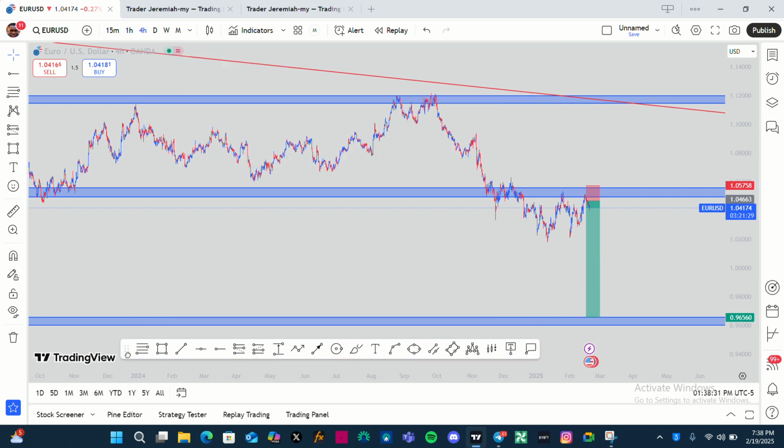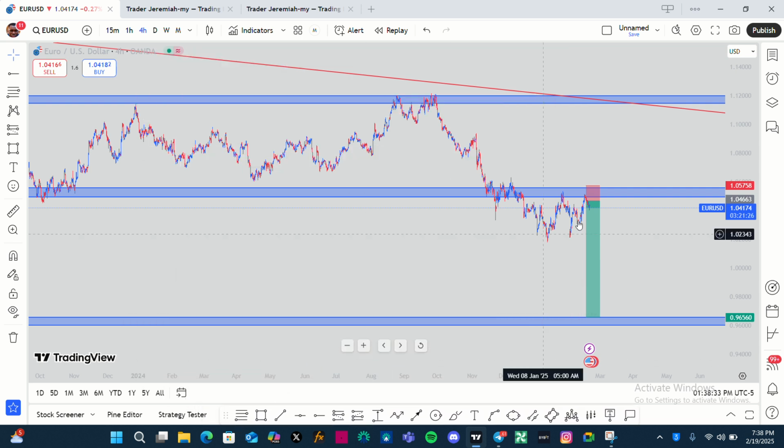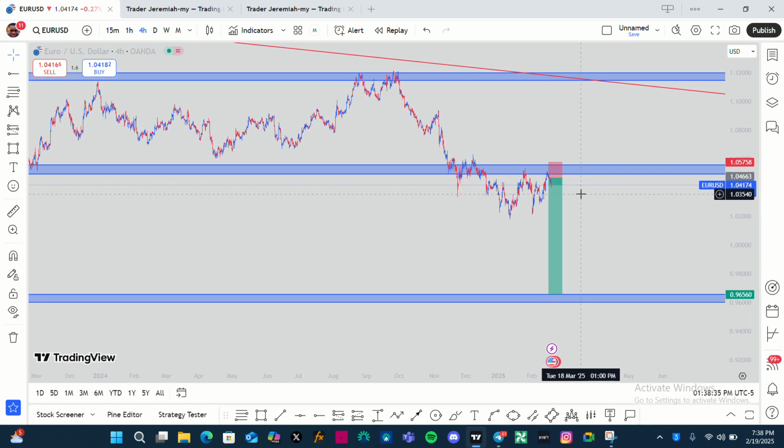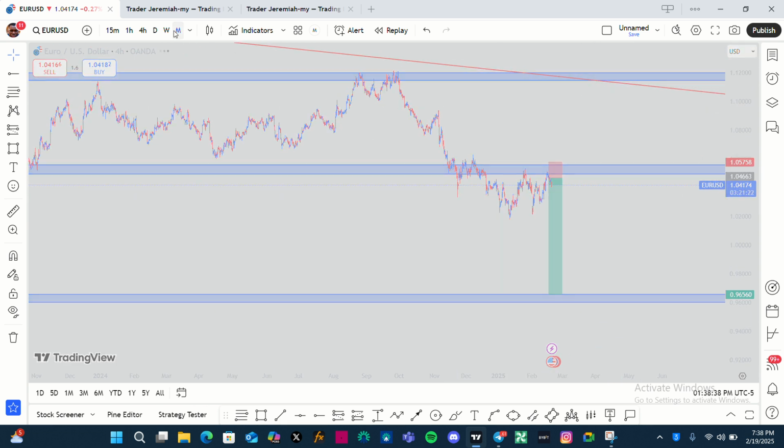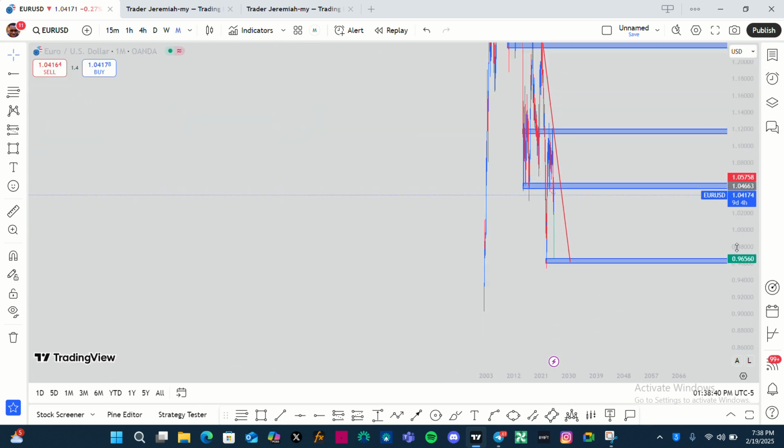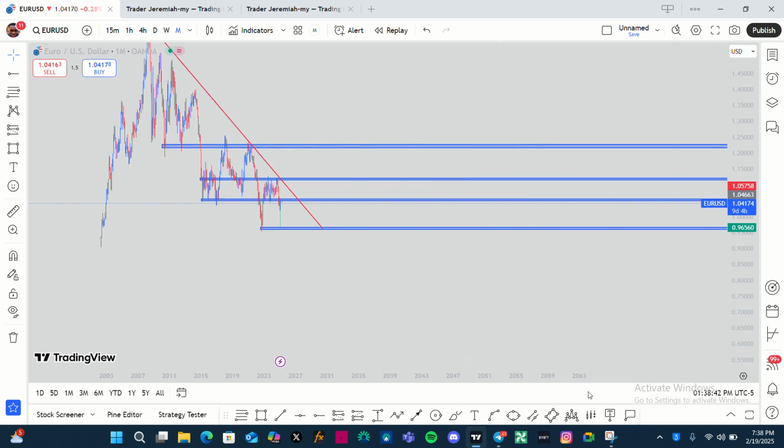So do you have any question about the key levels, or should I just move on to the example? Maybe I should just show you one more example. Try to show me one more. Yeah, okay, let me show you another example.